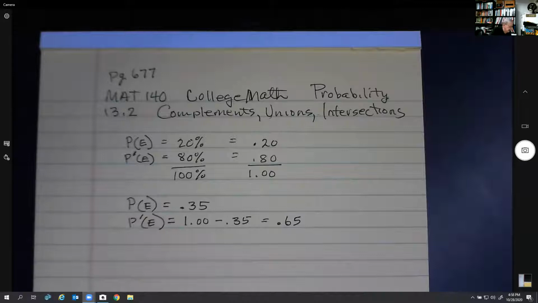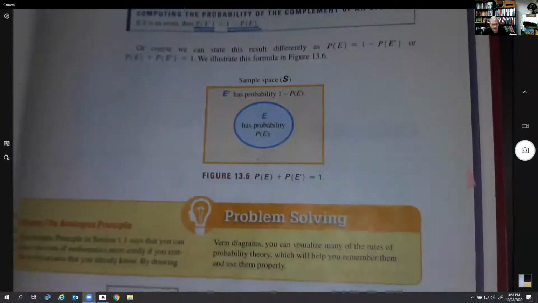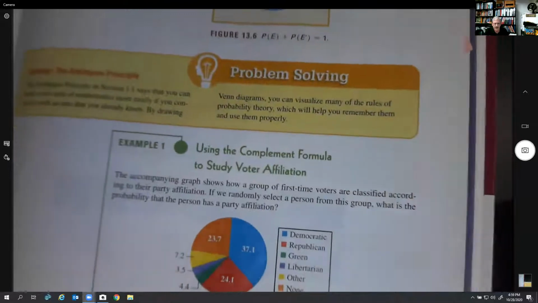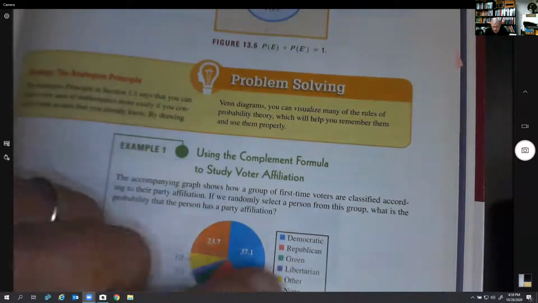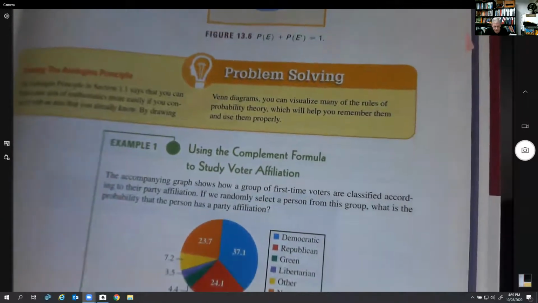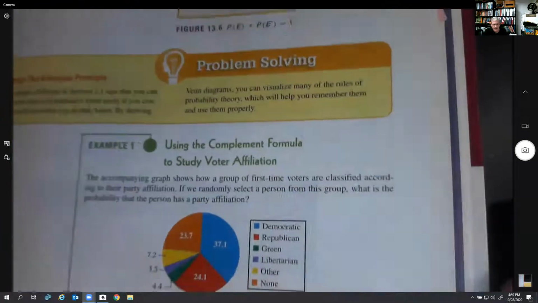Let's see if we can take a look at an example. Example one in the book has this drawing right here that you can't see because I moved this out too far. Let's move this back a little bit. So you have this drawing, and this is like how people vote in the election. So many are Democrat, Republican, Green, Libertarian, other, and some are none. What we want to figure out is, if we randomly select a person from this group, what is the probability that the person has a party affiliation?